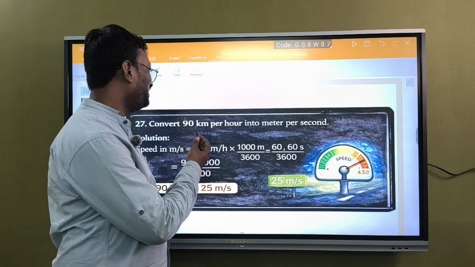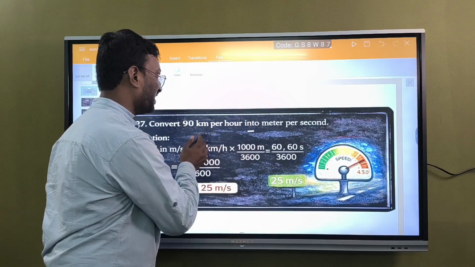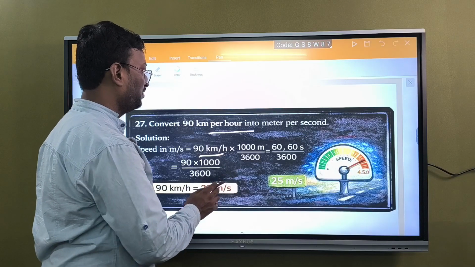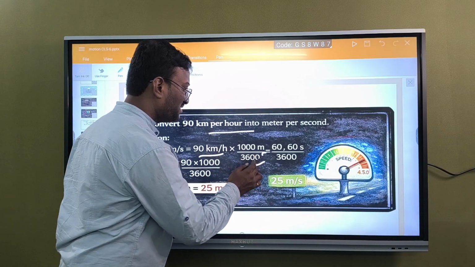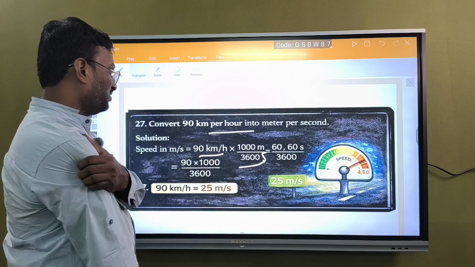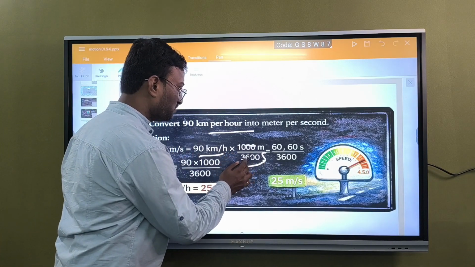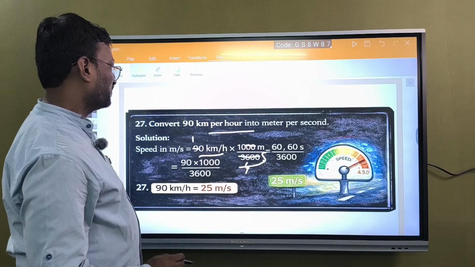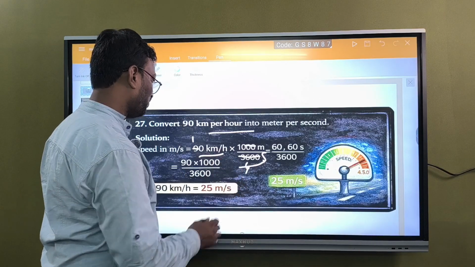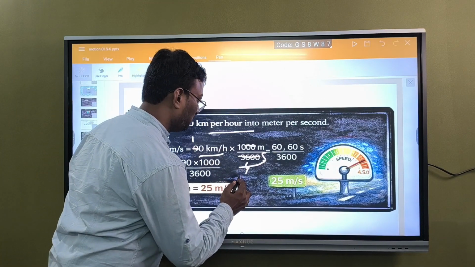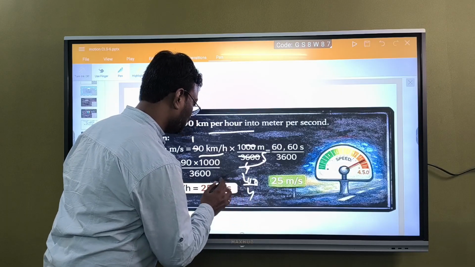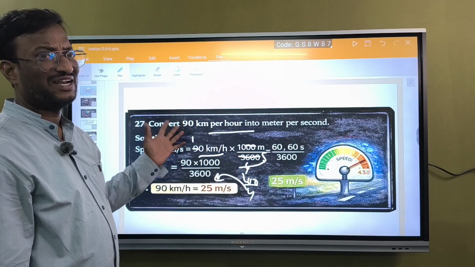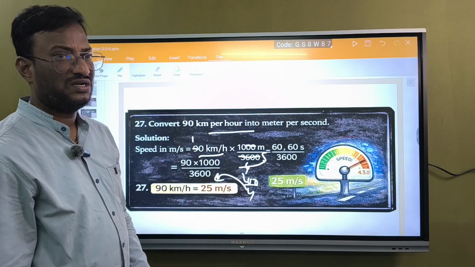Next one, convert 90 km per hour into meter per second. See here, 90 km per hour, 1 kilometer is equal to 1000 meters and 1 hour is equal to 3600 seconds. So 90 into 1000, 2 zeros get cancelled, 9 ones are 9, 9 fours are 36, so 100 by 4, which is equal to 25 meter per second. Likewise, we can calculate the speed and convert the speed. Conversion of speed is very, very important, children.